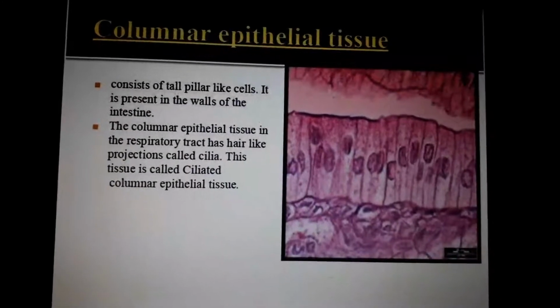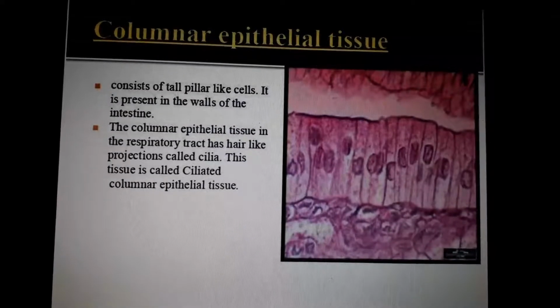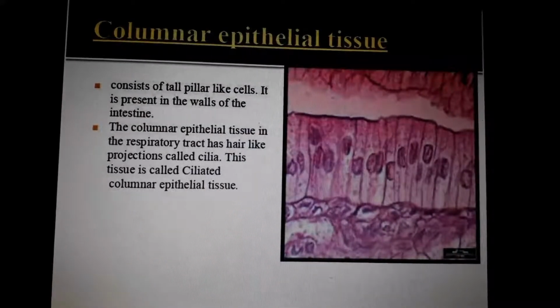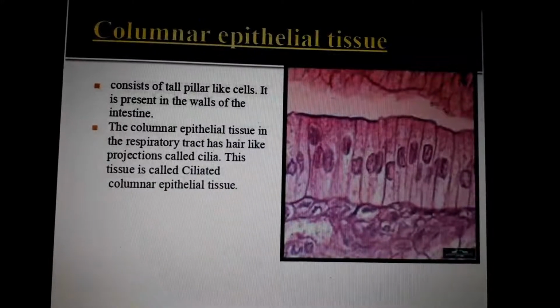I will check, and in today's notes, not notes, temporary reference notes, I will give it. Columnar tissues are present in the walls of our intestine and also in the lungs. Okay, these two things you just study.